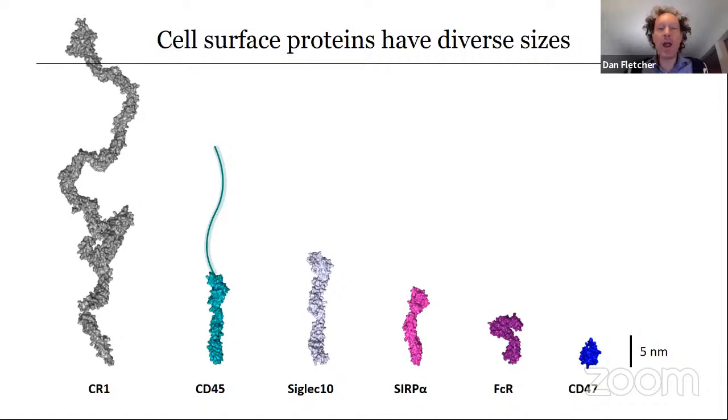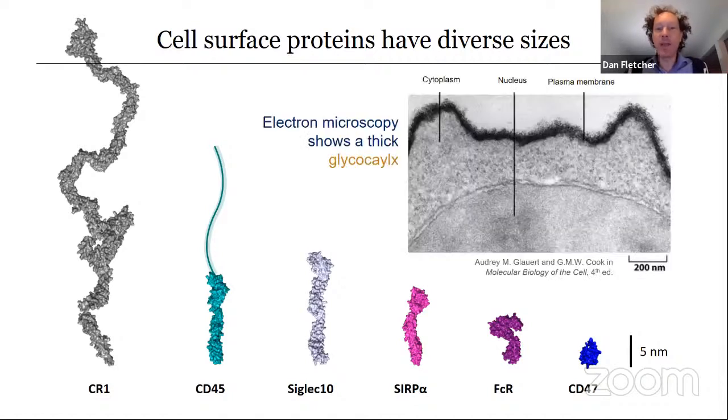We also know, even prior to the structural work, that simply electron microscopy of cell surfaces shows a fuzzy boundary all around them. And that fuzzy boundary, the glycocalyx, is exactly this: a diverse set of proteins, often post-translationally modified with glycans, that create this fuzzy barrier between cells. So the question I want to ask, and I won't give an answer to it because I don't know the answer, is what's the role for this diverse set of sizes, and are there situations where this size diversity can play a role?